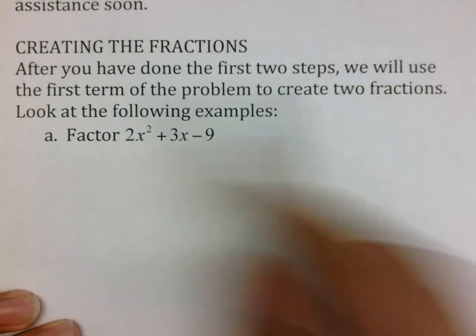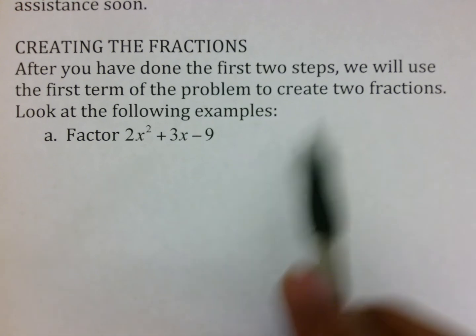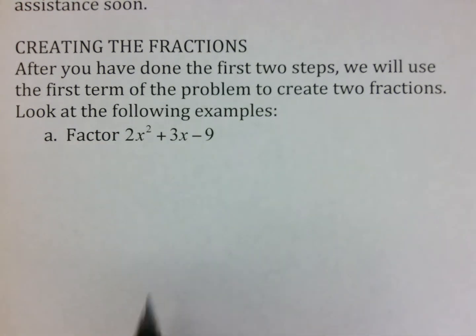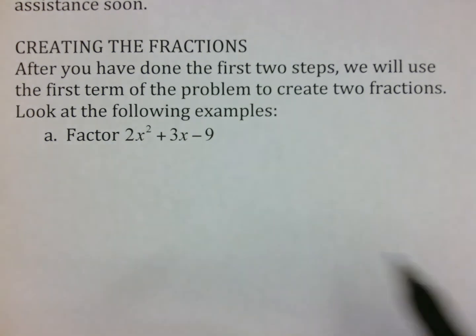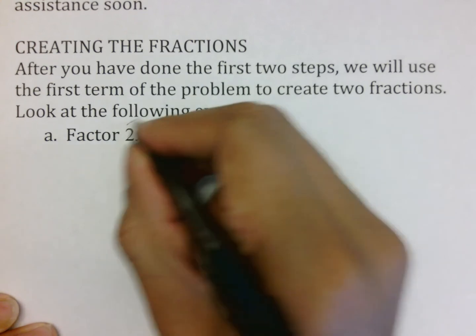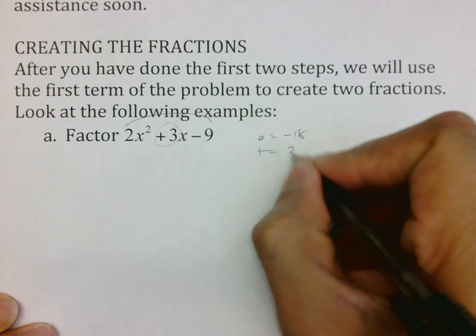The next thing you want to do is create the fractions. So after you've done the first step, which is creating the combination, the second step, which is finding the numbers, we'll look at the first term of the problem and create two fractions. So again, here's all you have to do. I would actually write both of these problems down just so you understand. Off to the side, I put multiplies to equal negative 18, adds to be 3.